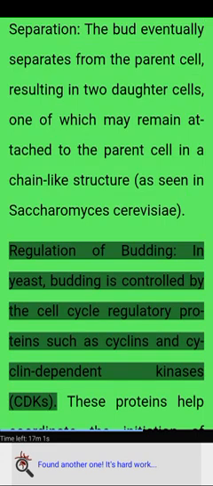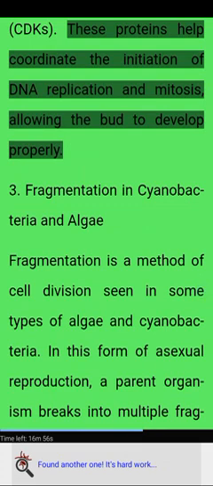Regulation of budding. In yeast, budding is controlled by cell cycle regulatory proteins such as cyclins and cyclin-dependent kinases (CDKs). These proteins help coordinate the initiation of DNA replication and mitosis, allowing the bud to develop properly.